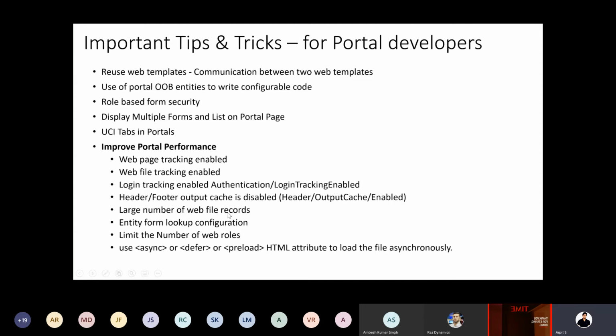For a large number of web file records, you can avoid keeping multiple files in web file records, because it obviously creates a lot of performance issues. The alternative option is to keep the files in Azure Blob Storage, because Azure Blob Storage is cheaper than Dynamics 365 database expenses.